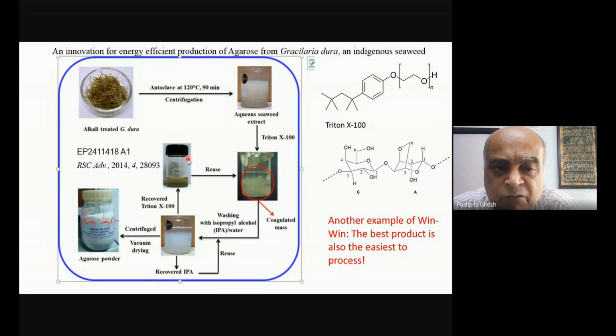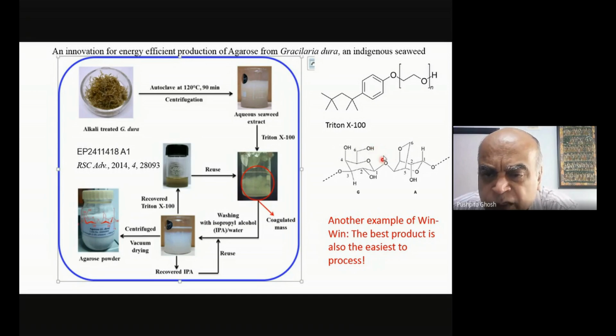But the win-win thing was that when we started looking at the structures of agaroses, the ones which are the most costly, what we found is that they have most of the standard phycocolloids.